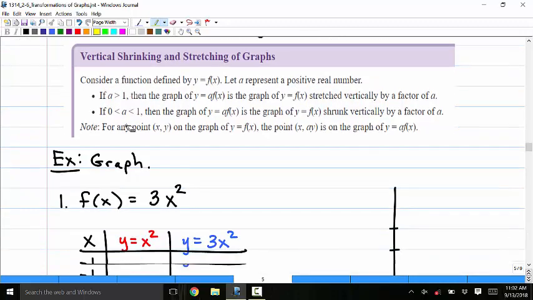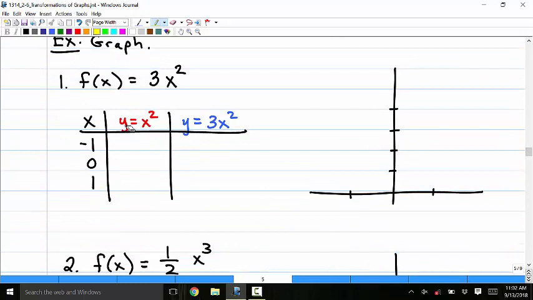Okay, example number 1. Go graph y equals 3 times x squared. What is the parent function? y equals x squared right here. That's the parent function in red. You all know from the other day the points for y equals x squared should be negative 1, 1, 0, 0, and 1, 1. You know that, right? The parent function looks like this. And you all did it with your arms just now, correct? Okay, that's the parent function.